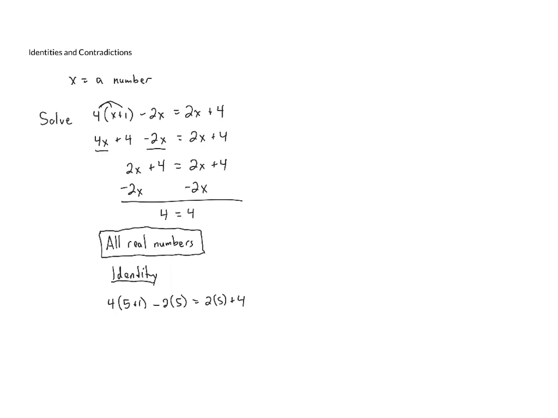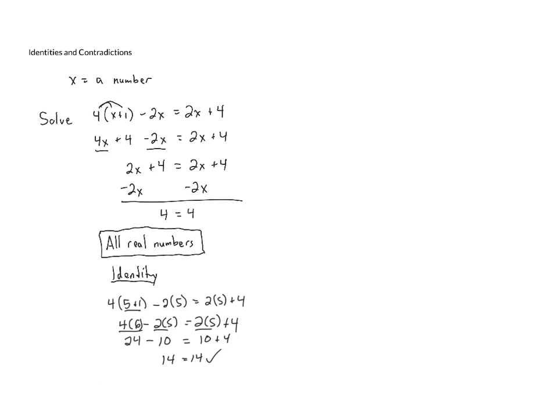On the left, we need to start inside the parentheses. 5 plus 1 is 6. So this is 4 times 6 minus 2 times 5 equals 2 times 5 plus 4. Next, we do the multiplications, and we can do all three of them at the same time, because they're all in different terms. 4 times 6 is 24, minus 2 times 5 is 10. On the right, 2 times 5 is 10 plus 4. Now on the left, 24 minus 10 is 14. On the right, 10 plus 4 is 14.